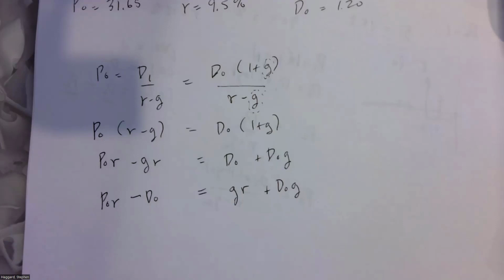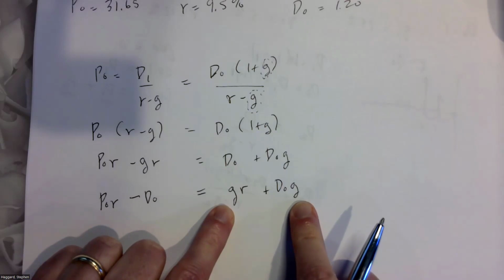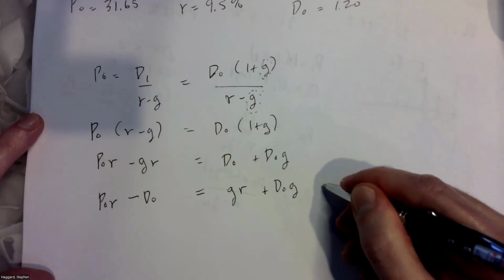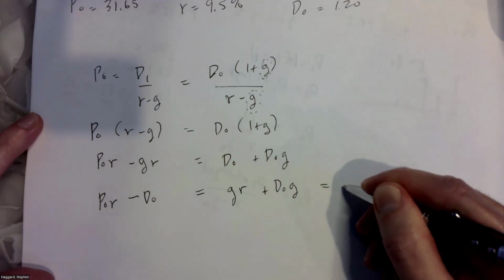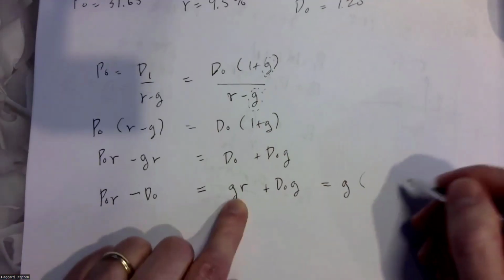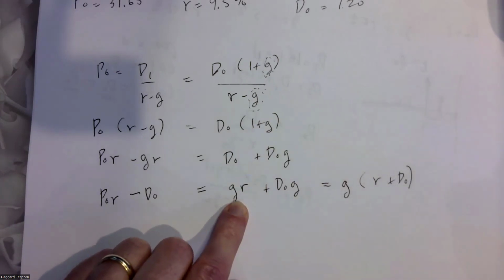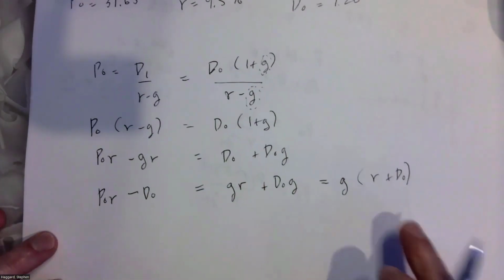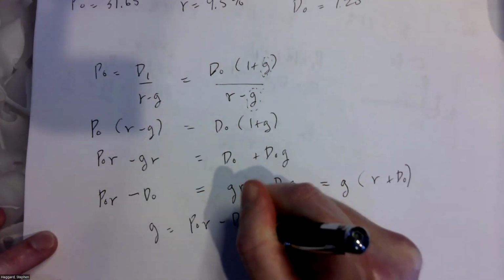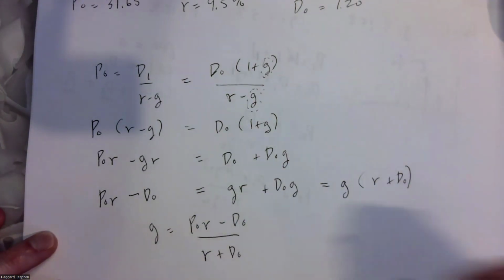Okay, so how can we get G by itself? Any ideas what we should do next? It's the opposite of distributing. And so I'm going to pull G out of here. And what will I be left with? R plus D0. And so now I can just divide both sides by R plus D0, and I get G is equal to P0R minus D0 divided by R plus D0.